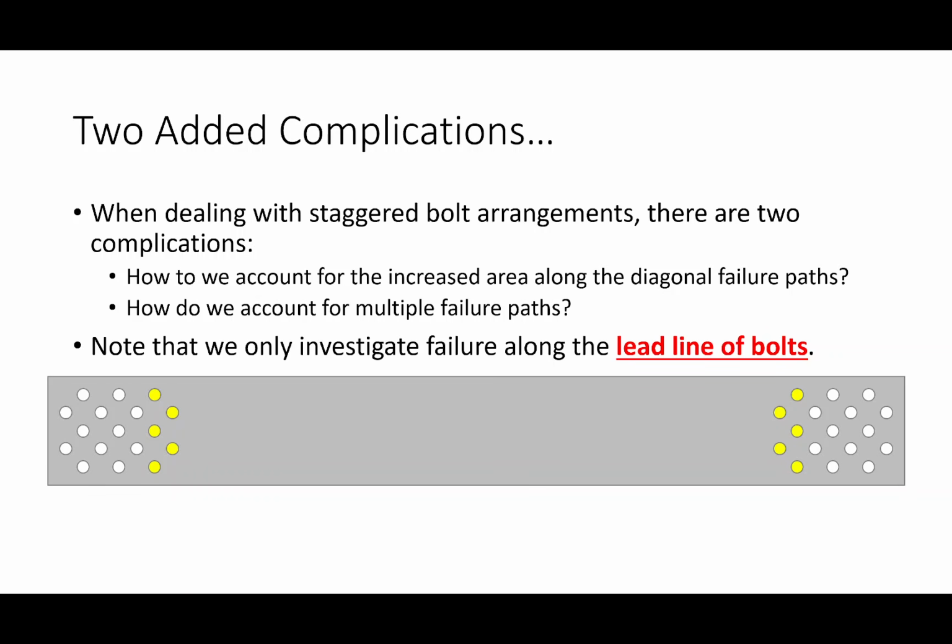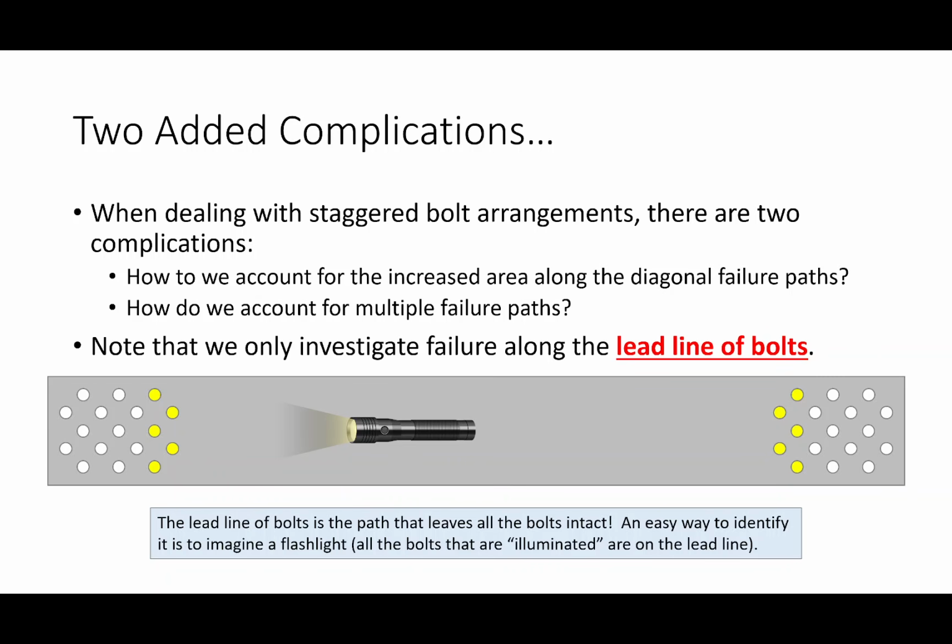Okay? Now, first off, before we get into identifying these, we should recognize that we only investigate failure paths that occur along the lead line of bolts. And so I have this bolted connection configuration, and I'm highlighting in yellow the bolts that I'm considering along the lead line. If you want a really easy way of identifying the lead line, imagine standing at one end of the tension member and just shining a flashlight. Any bolt that hits light is going to be one that is along the lead line. So notice how I'm not highlighting this one, because this bolt's in front.